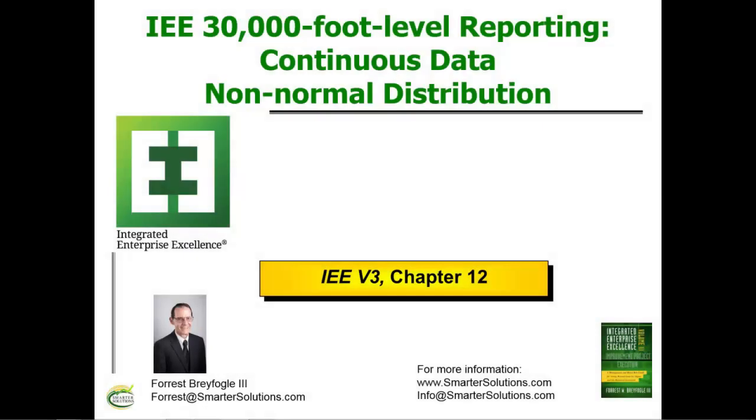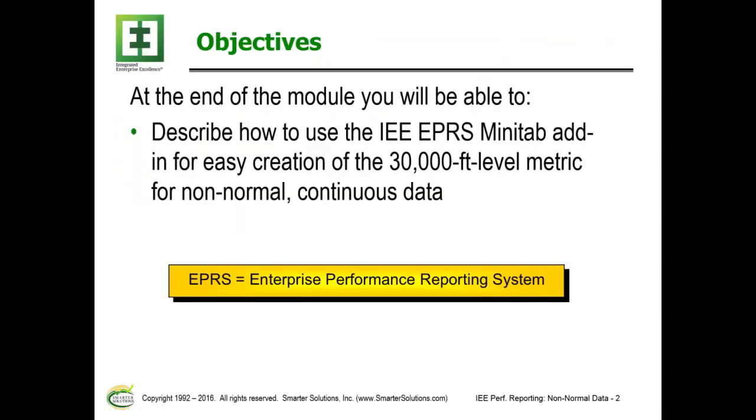In this session, I'll be talking about the IEEE 30,000 foot level reporting for continuous data when the distribution is non-normal. At the end of this module, you'll be able to describe how to apply these 30,000 foot level techniques in the EPRS with the EPRS Minitab add-in for non-normal distribution where there's continuous data.